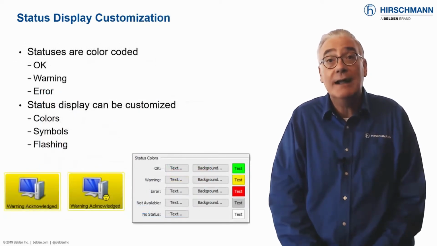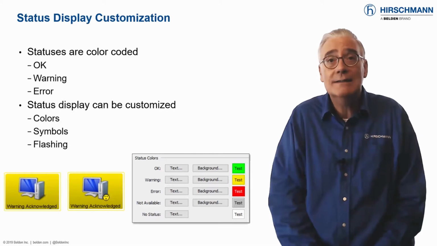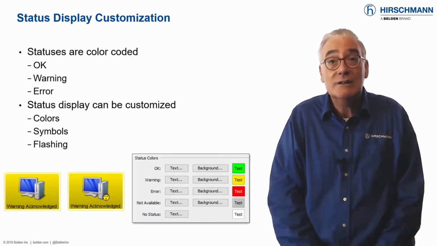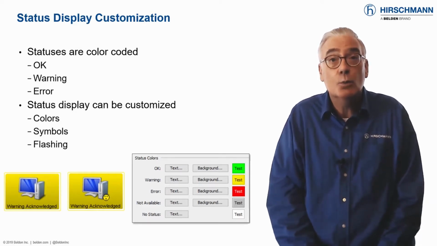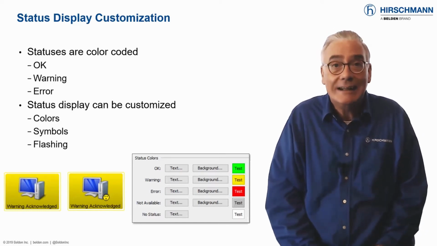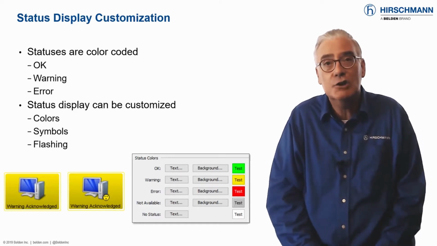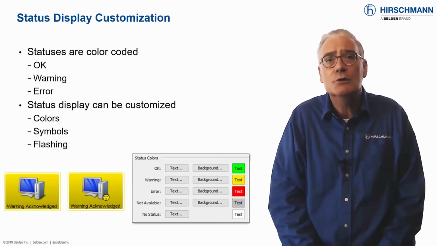Status display provides an immediate visual indication of a problem. Industrial HiVision provides 4 status levels, each represented by a color. Transparent or grey equals OK. Yellow equals warning. Red equals error. Green equals OK but previous status not acknowledged. This last option is used to make the operator aware of any faults which may have fixed themselves.